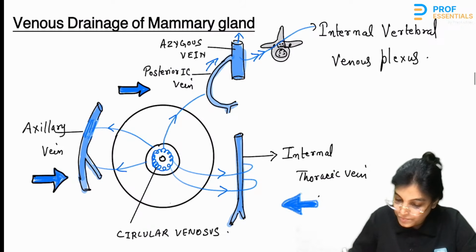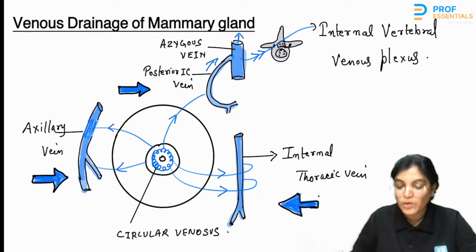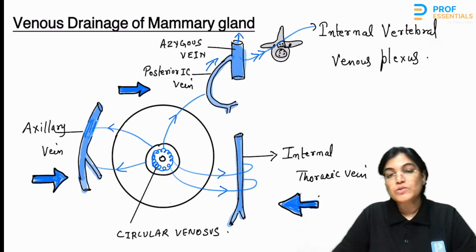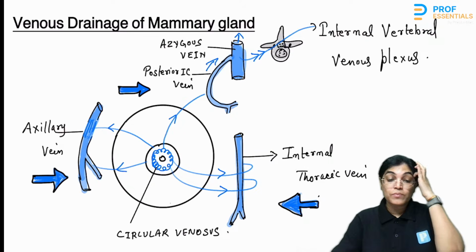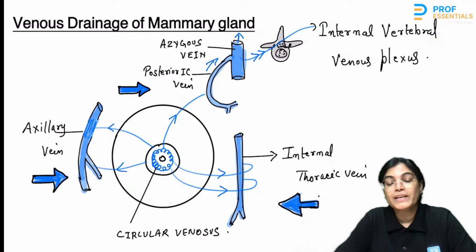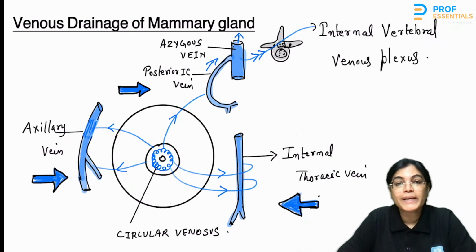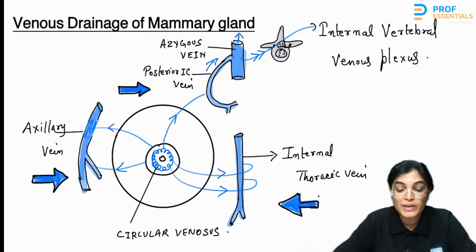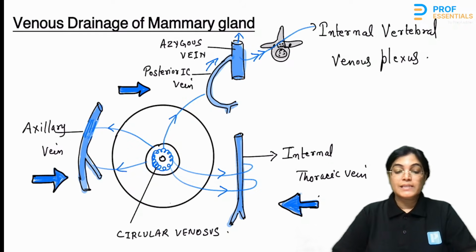So basically, if you draw this diagram when you are writing the university papers, you will get extra marks because you are showing the venous drainage of the mammary gland and also showing the communication via the posterior intercostal vein, azygous vein, and to the internal vertebral venous plexus, and how it spreads to the axillary vein and internal thoracic vein. These are the important sources of communication and spread of the cancer cells.